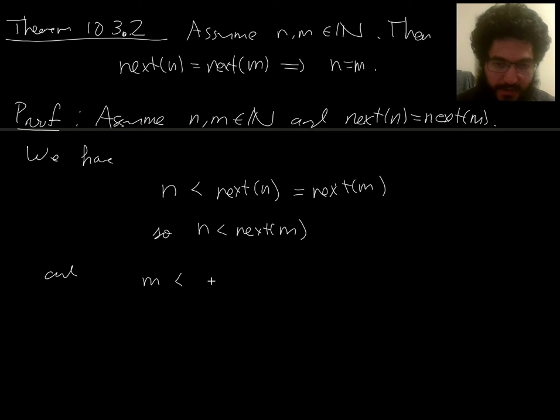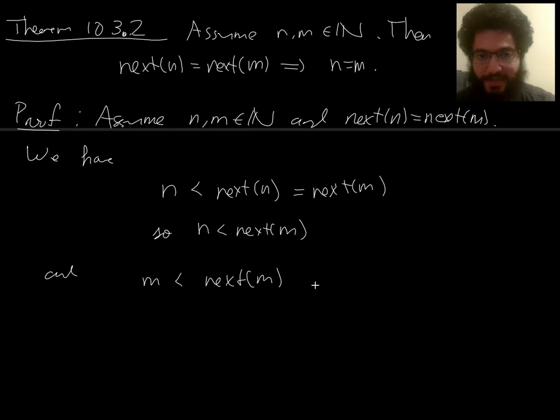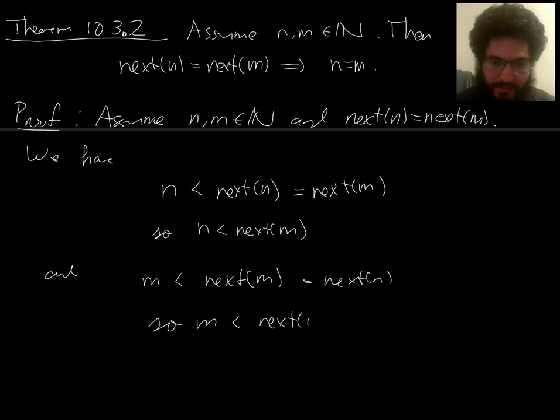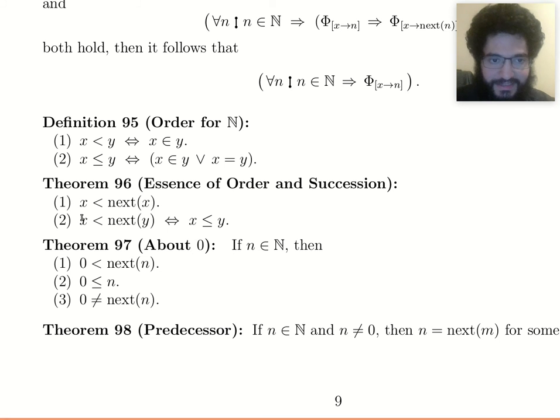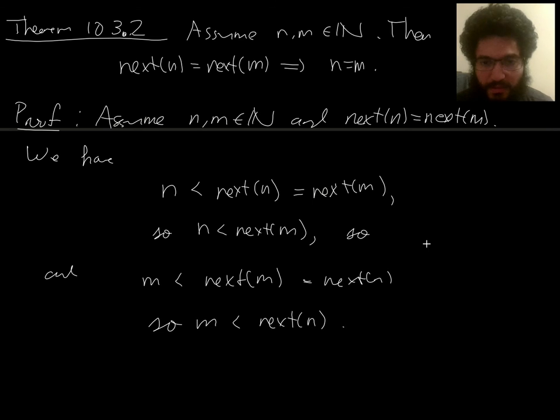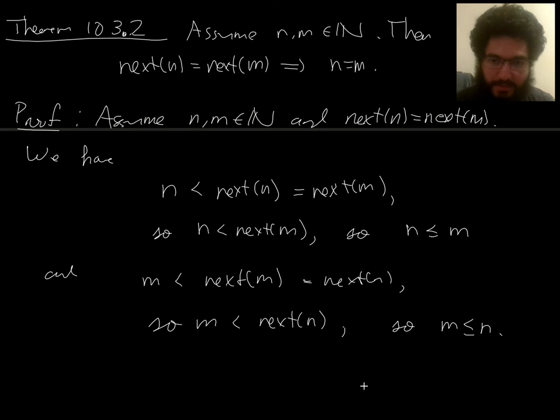And similarly, m is less than next m, right? m is less than its own next, which is the same as next n. So m is less than next n. This, if I just mush the less than next together, using this principle again, this is n less than or equal to m. And this is m less than or equal to n. So we have n less than or equal to m less than or equal to n. We're trying to prove n equals m.